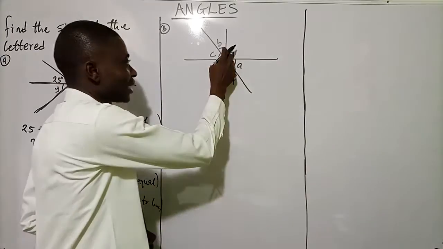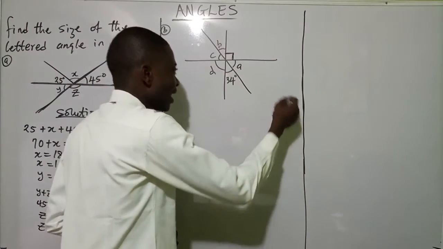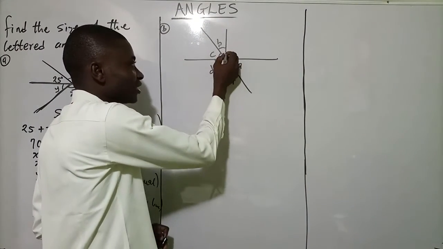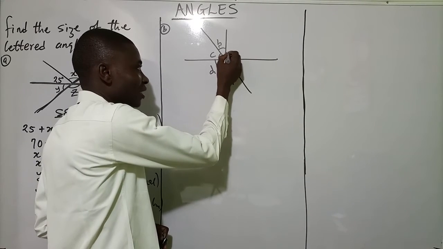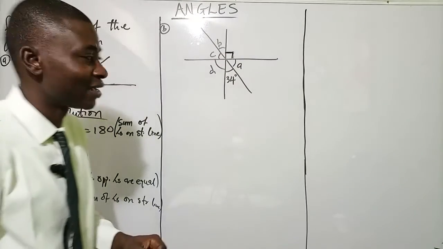It means that this is what? 90 degrees. Whenever you see something like this, either in an angle or in a straight line, you just see a sharp edge like this. Take note of it. It must be this. Okay? Something like a square.